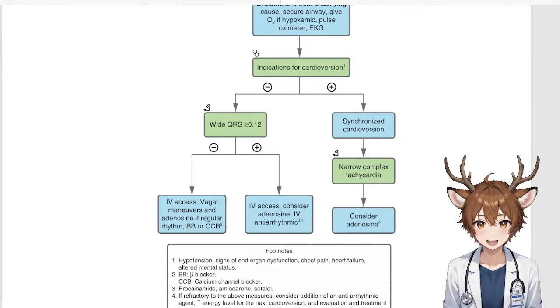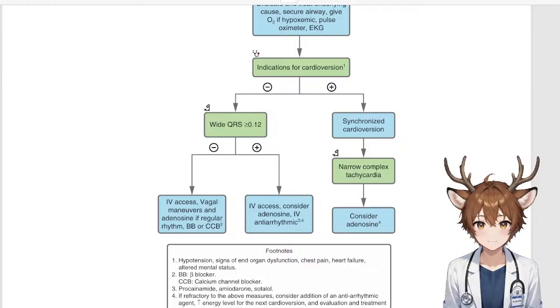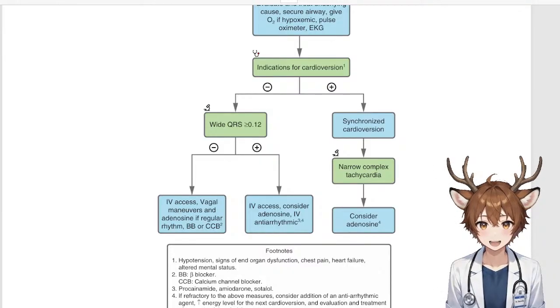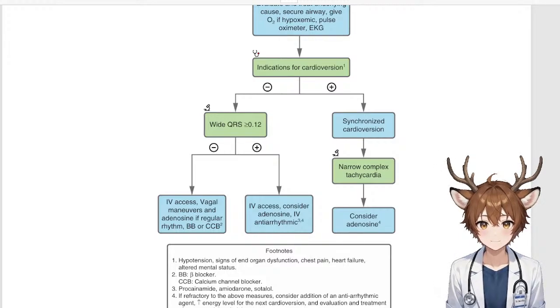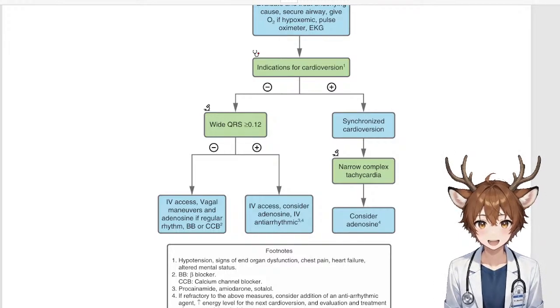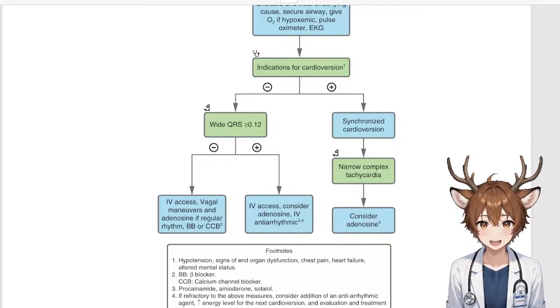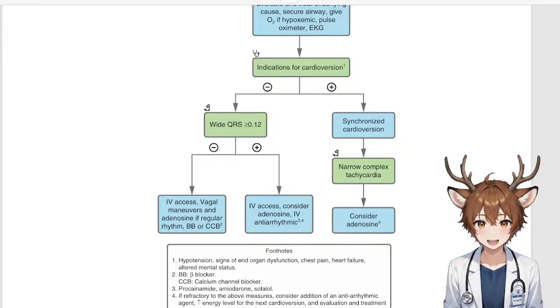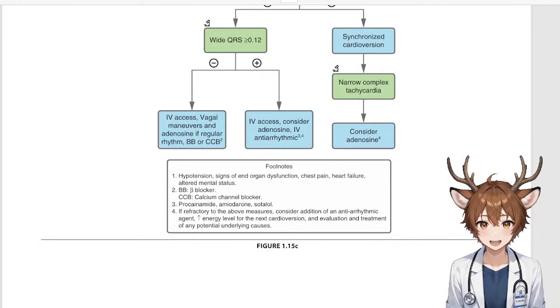Let's go back to indications of cardioversion. Let's say we have indication of cardioversion. They are present. They're positive. In that case, you do synchronized cardioversion. Narrow complex tachycardia. In that case, do consider adenosine for treatment. And there's a 4 there again. It says again, if refractory to the above measures, we consider addition of antiarrhythmic agent, elevation in energy level for the next cardioversion, etc. Right? And treatment of any underlying potential causes.